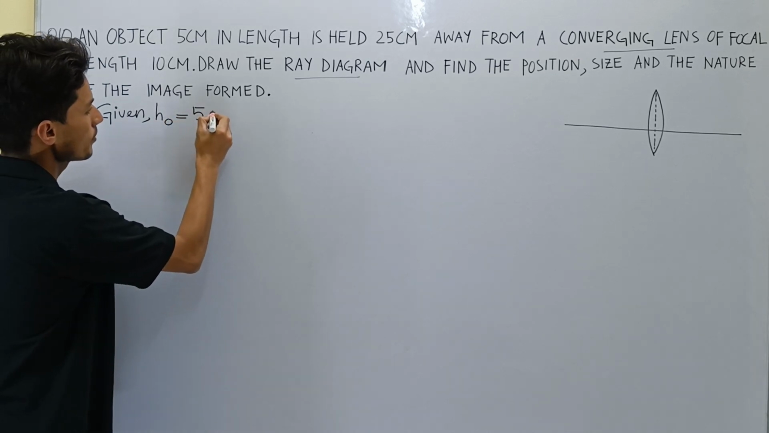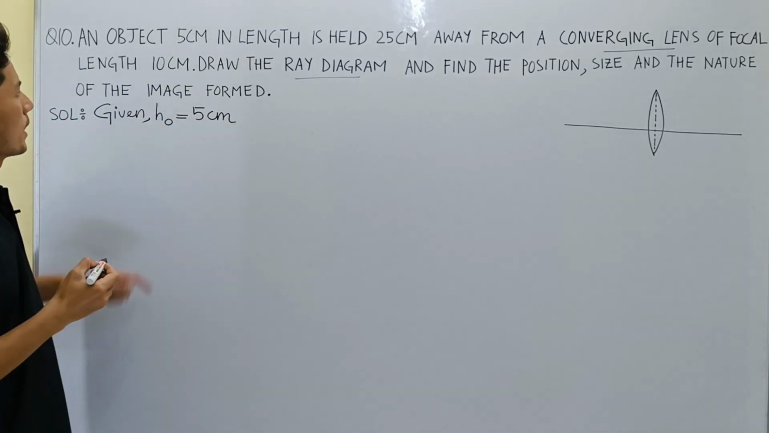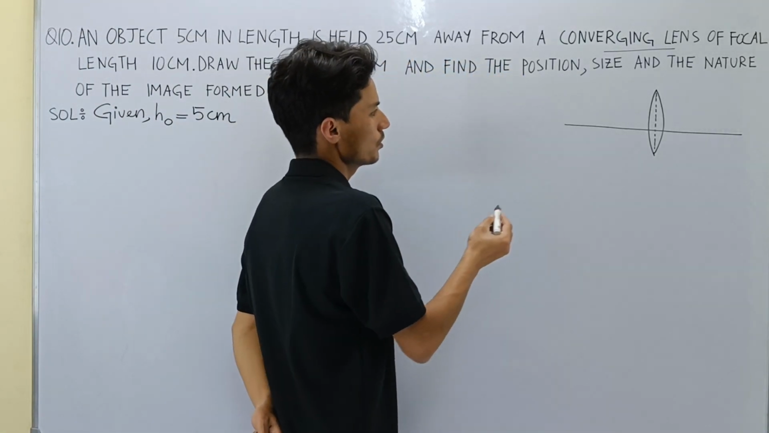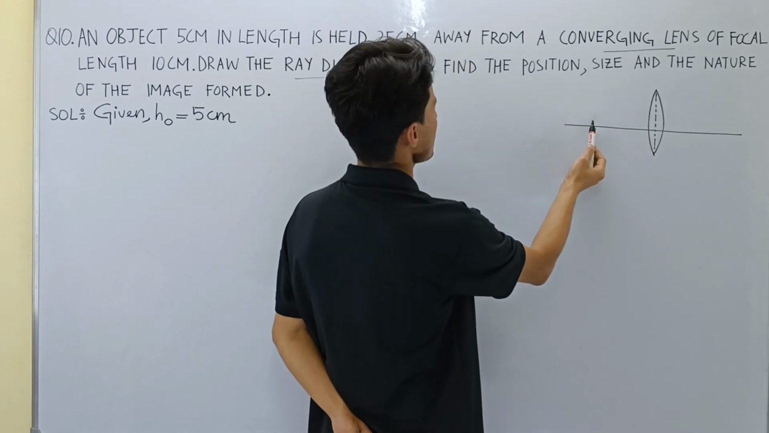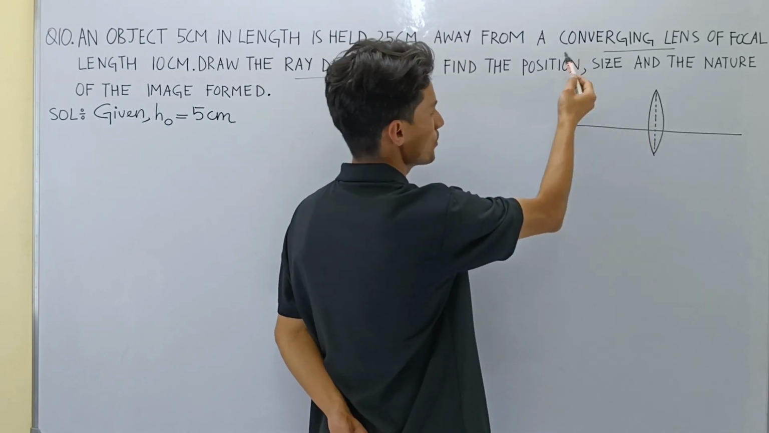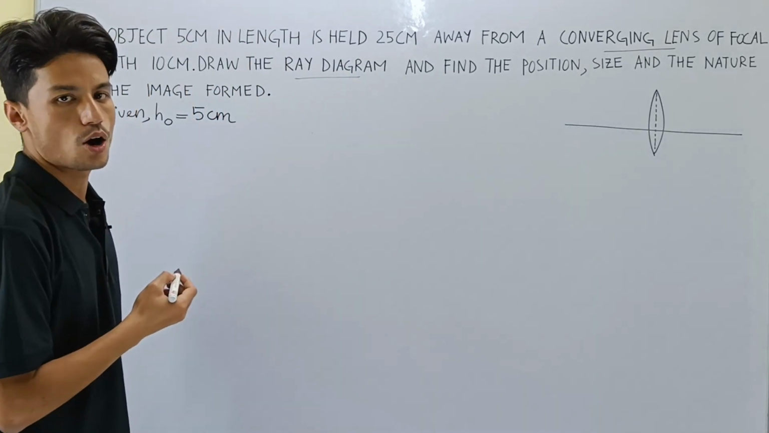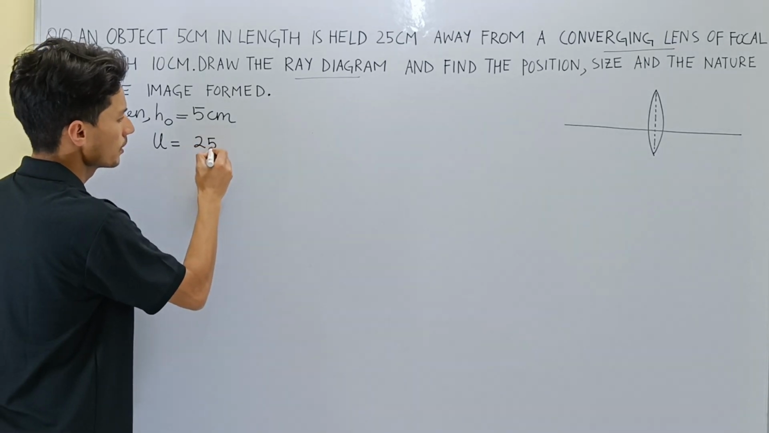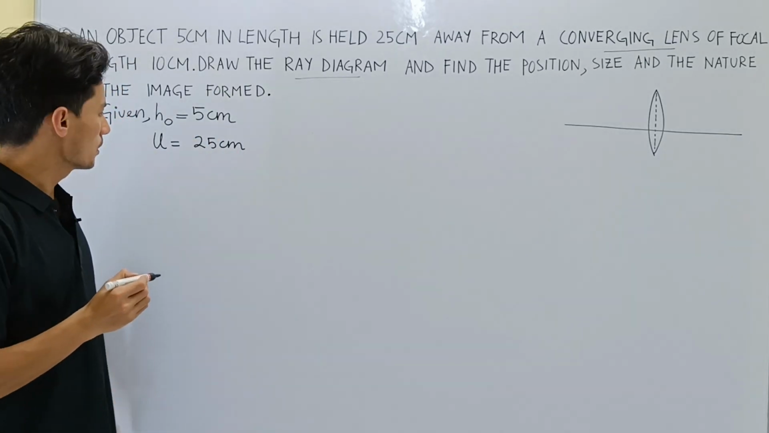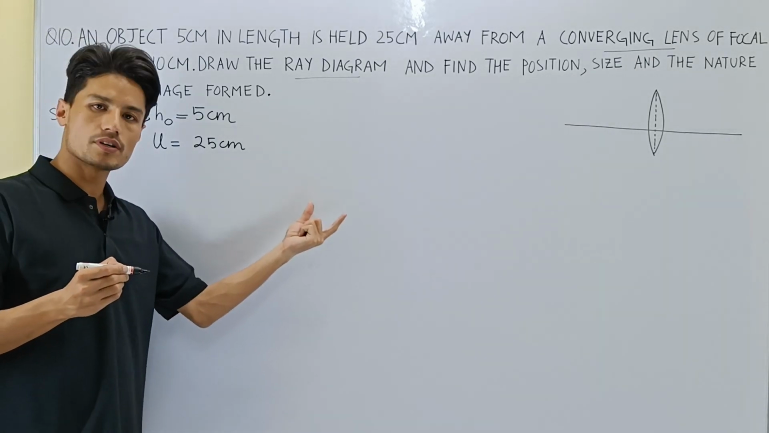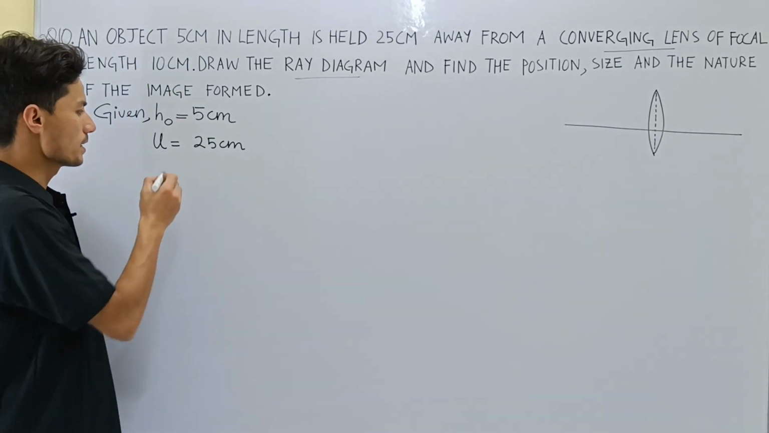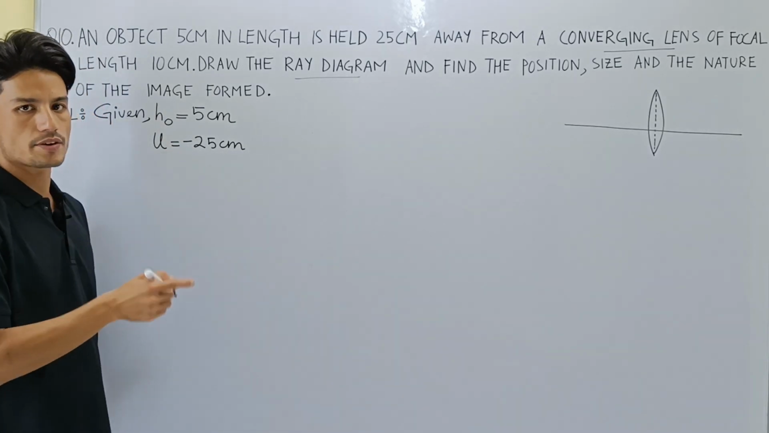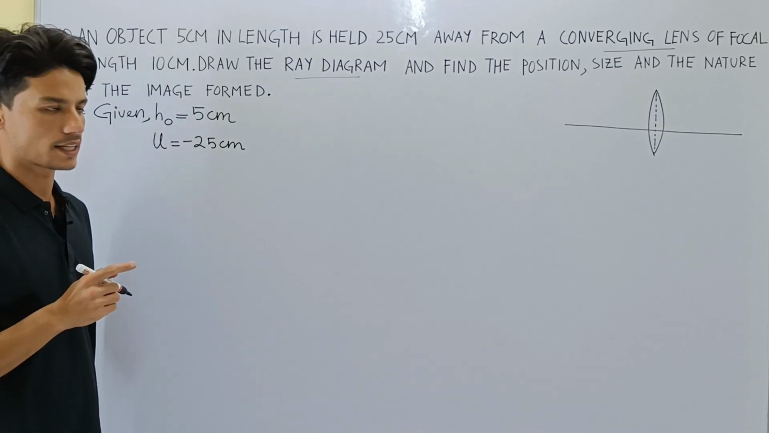It's 5 centimeters. An object 5 cm in length is held 25 cm away from a converging lens. So this is the lens, and the object is placed 25 cm away from the converging lens. That means 25 cm is the object distance. So U is given to us. It is 25 centimeters. Remember class, object distance, whether it is mirror or lenses, is always negative. So universally it is negative. Do not forget to put minus. Every time, object distance will always be negative.